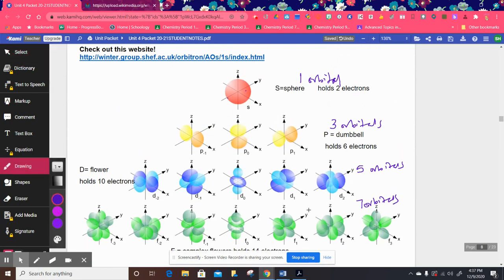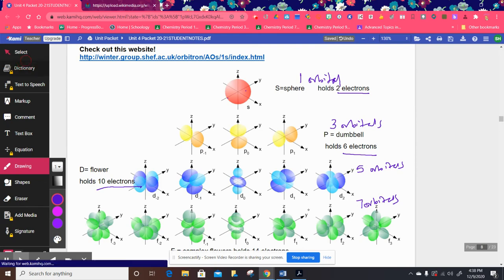So if there's 1 orbital in the S sublevel and each orbital can hold 2 electrons, the S sublevel has a maximum of 2 electrons that it can hold. The p sublevel has 3 orbitals times 2 electrons, which tells us the p sublevel can only hold 6 electrons. The d sublevel has 5 orbitals times 2, which gives us a total of 10 electrons.